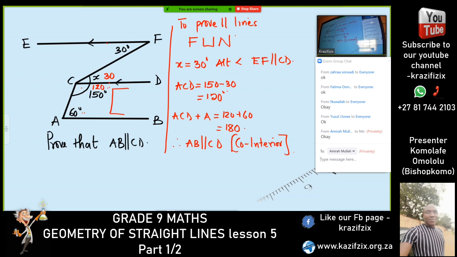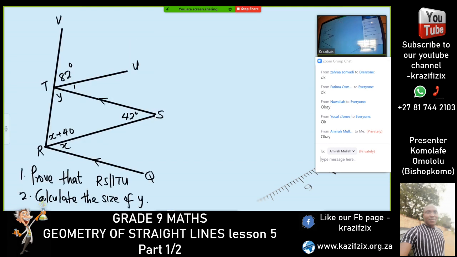Awesome. Good. Let's go to the next one. We're given all of this diagram. Prove that RS is parallel to TU. Let me come through this question with a different perspective. Let's check something. If we write this down, I hope it will make sense. If RS is parallel to TU, let's check something.